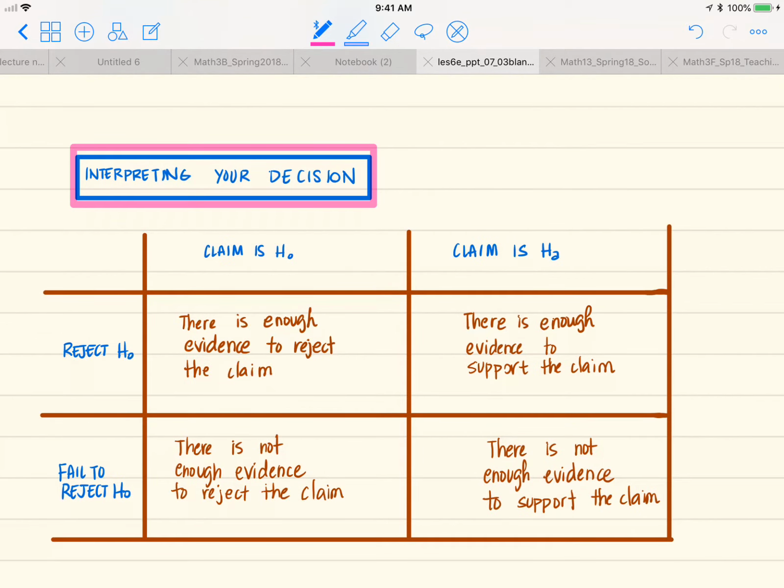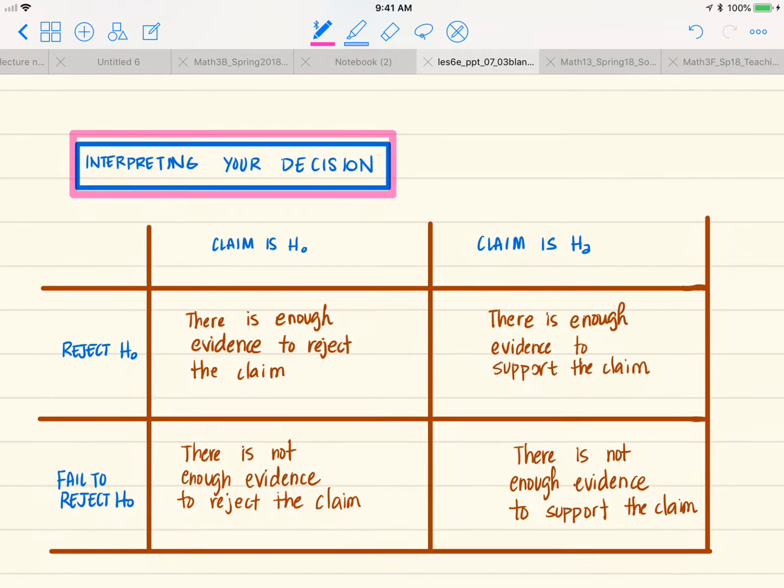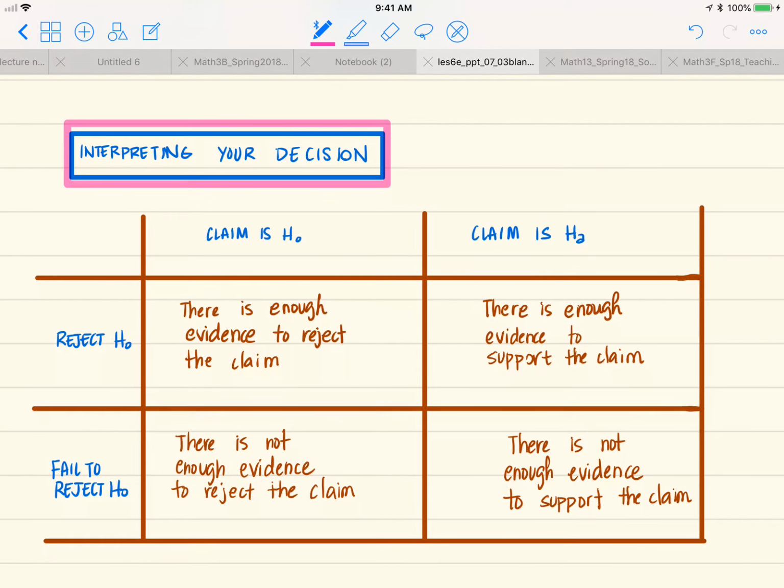And now here's how we read this chart, right? When you're interpreting your decision, it's based on two factors. Is your claim H naught or HA? And the second question is, did you reject H naught or fail to reject H naught?